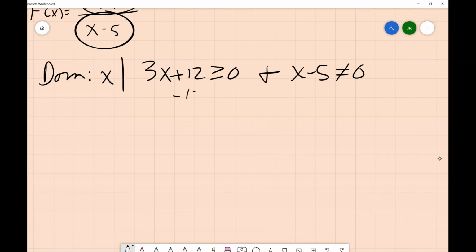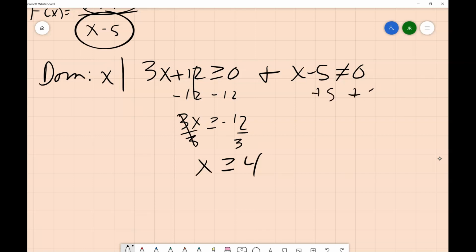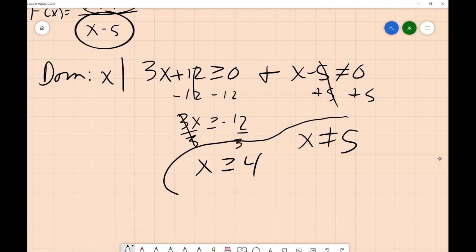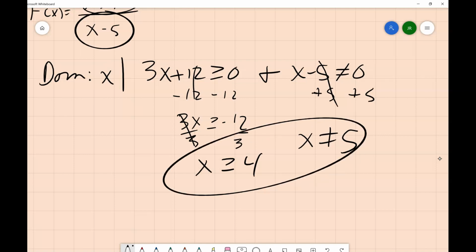Solve both of these. 3x is greater than or equal to negative 12, divided by 3. X is greater than or equal to negative 4. Solve this one, plus 5 plus 5. X is not equal to 5. So we have two conditions. One, x must be greater than or equal to negative 4, but it can't be 5. So anything greater than or equal to negative 4 except 5. So these two expressions here represent my domain.